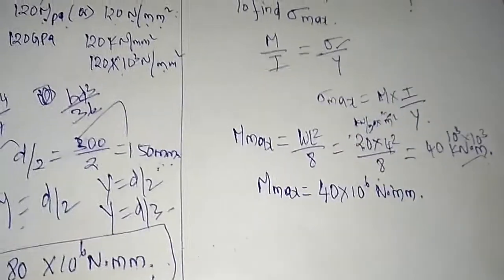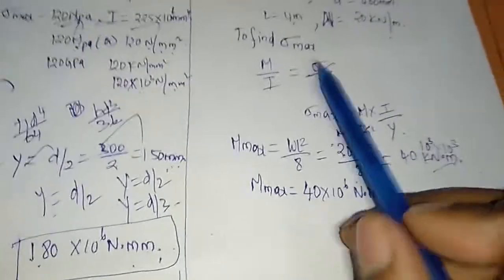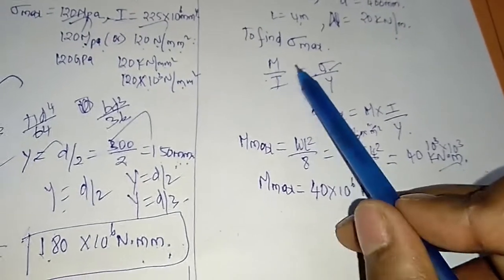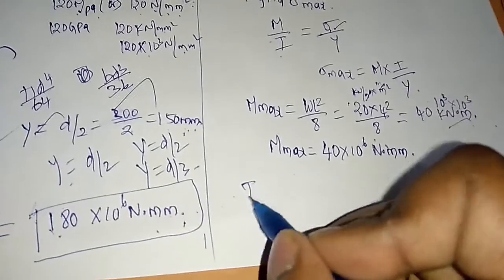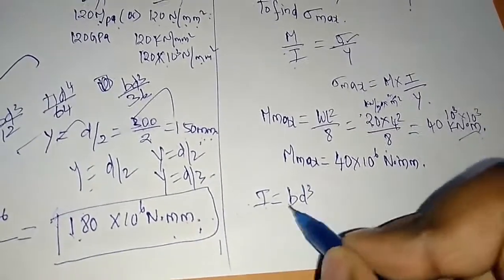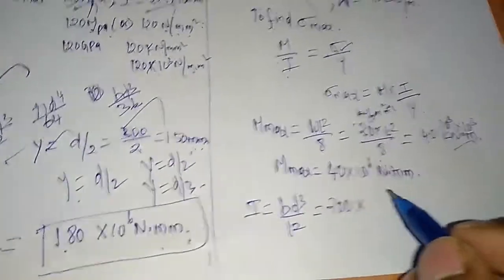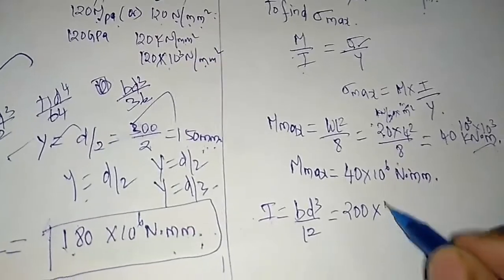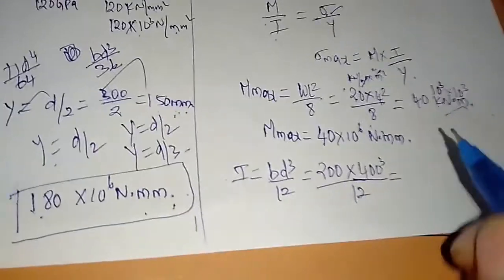Understand? Yes. Next one, you have found M. You have to find this maximum stress. So now you have found M. Next you have to find what? This I. What is the I formula for rectangular section? That is BD cube by 12. So what is your B? 200 into 400 cube by 12.